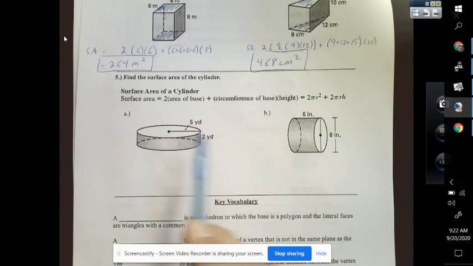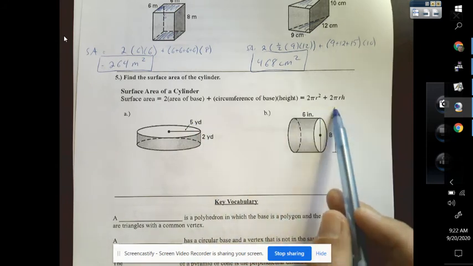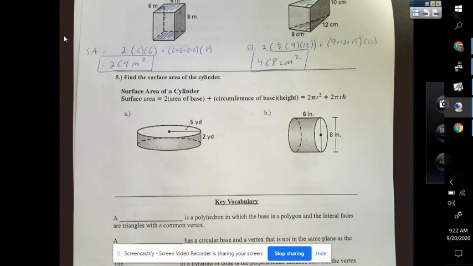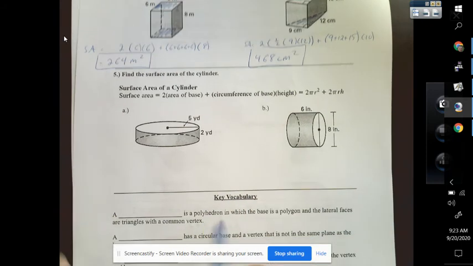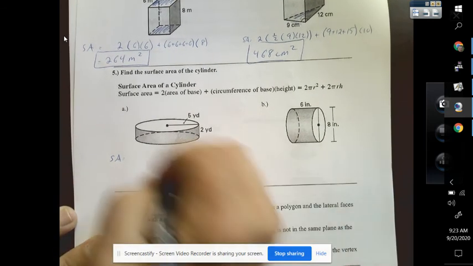Surface area of a cylinder: 2 times the area of the base plus the circumference of the base times the height, or 2 pi r squared plus 2 pi rh. Hopefully you guys are comfortable with pi being the irrational constant, and r standing for your radius. H, of course, again, is your height. So surface area, these are my favorite because they're just very simple.